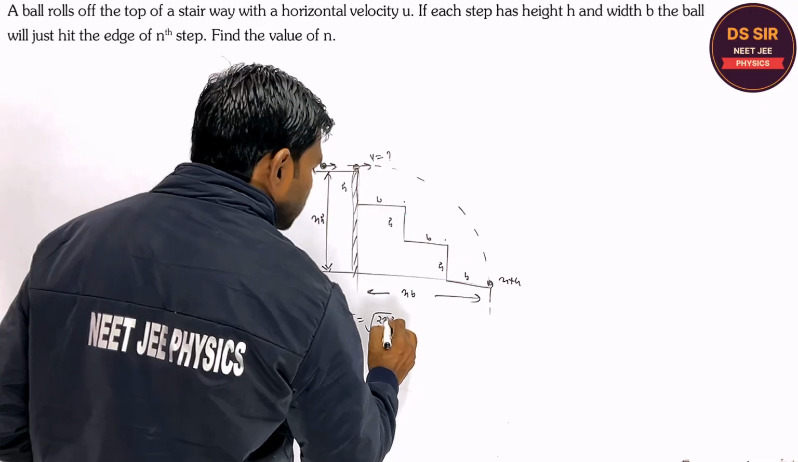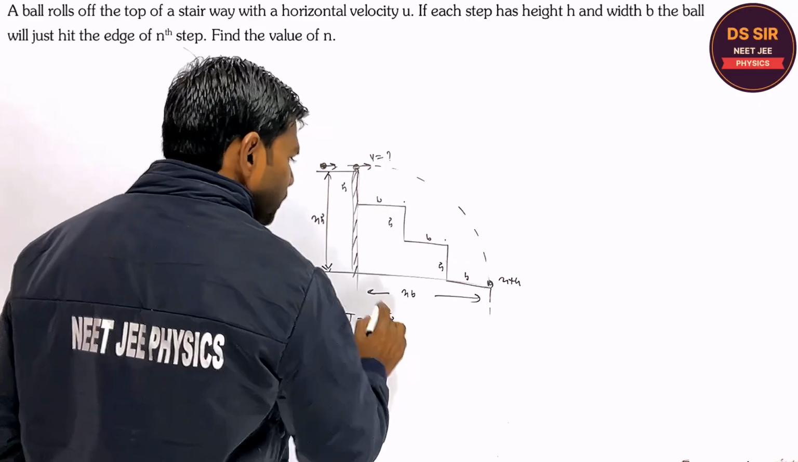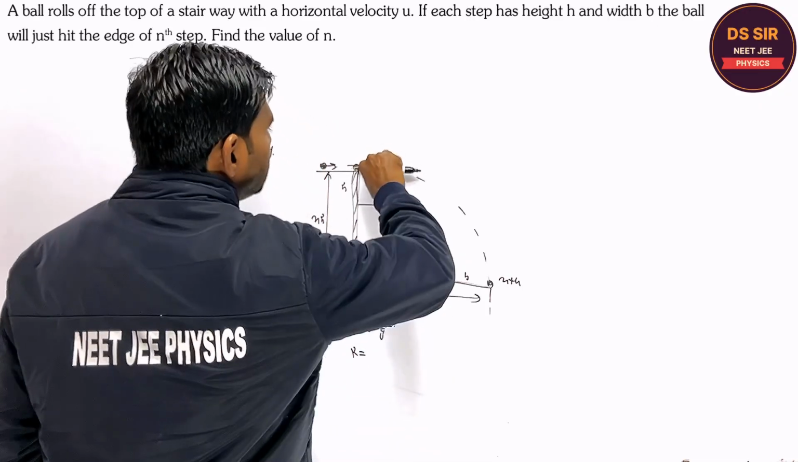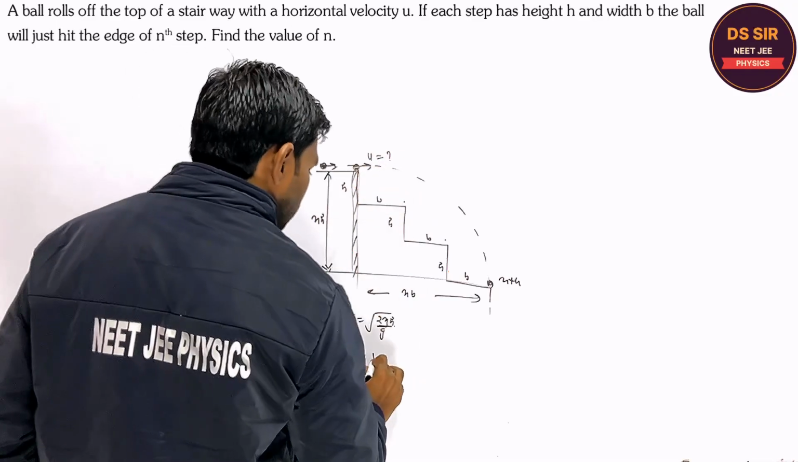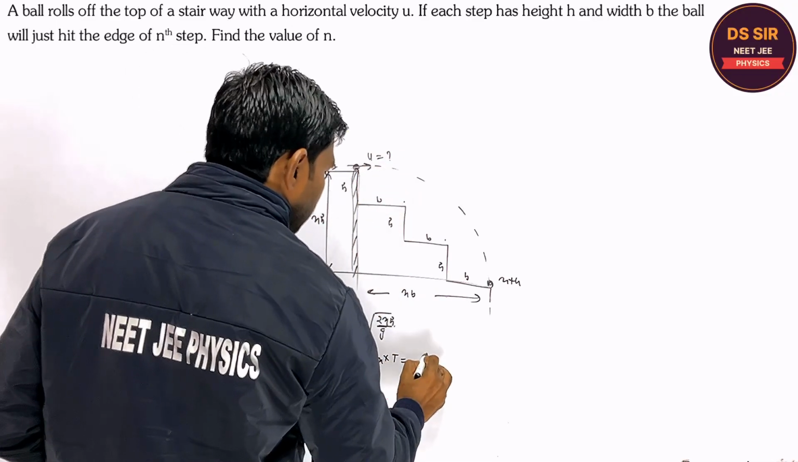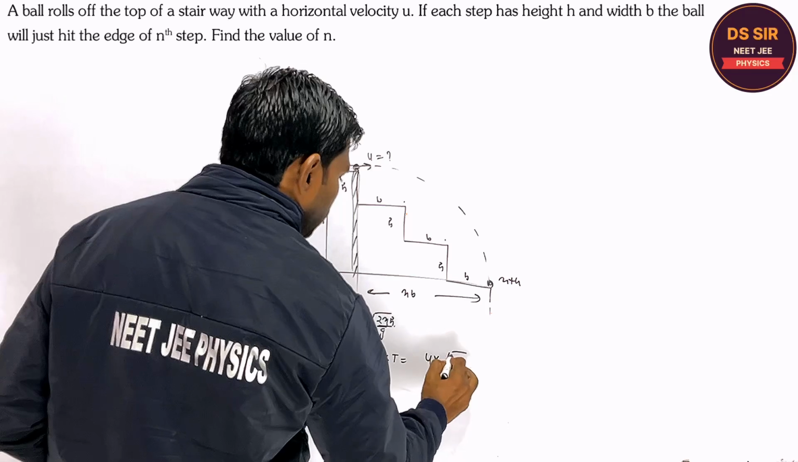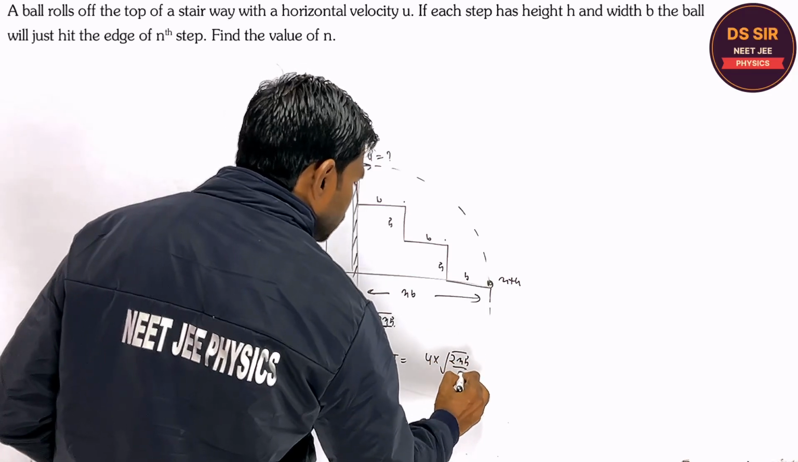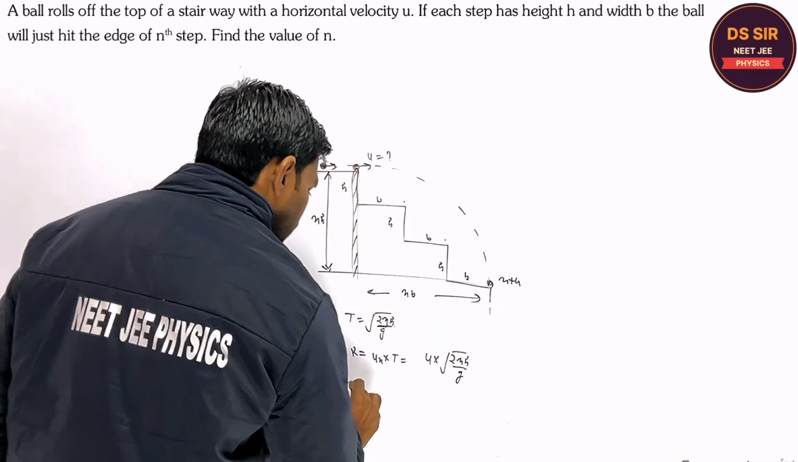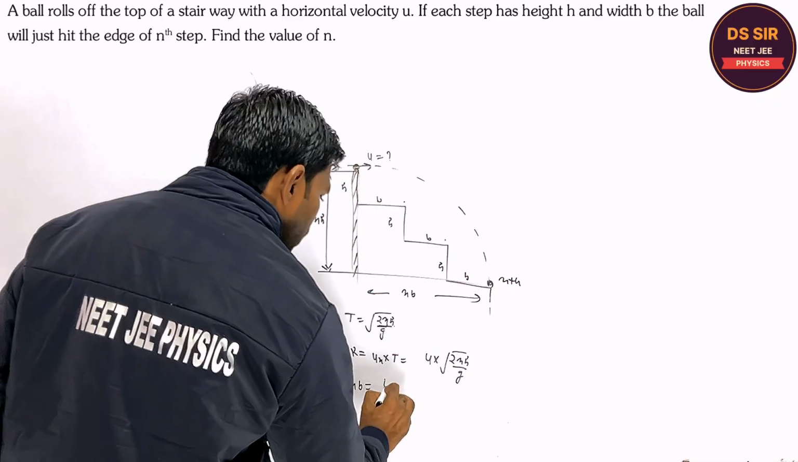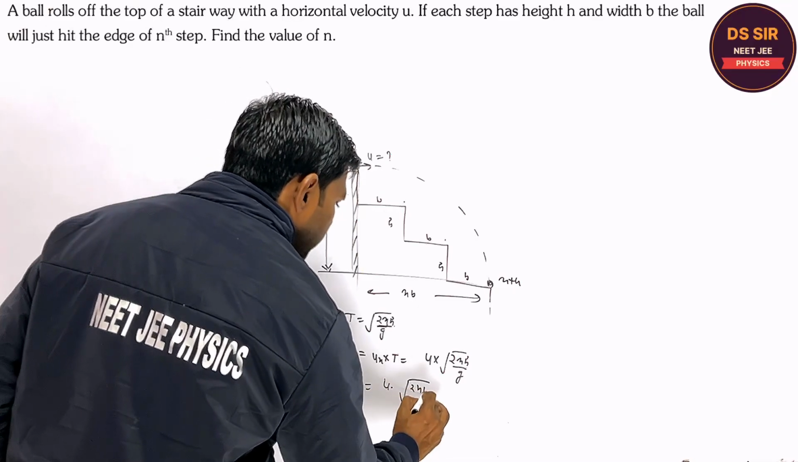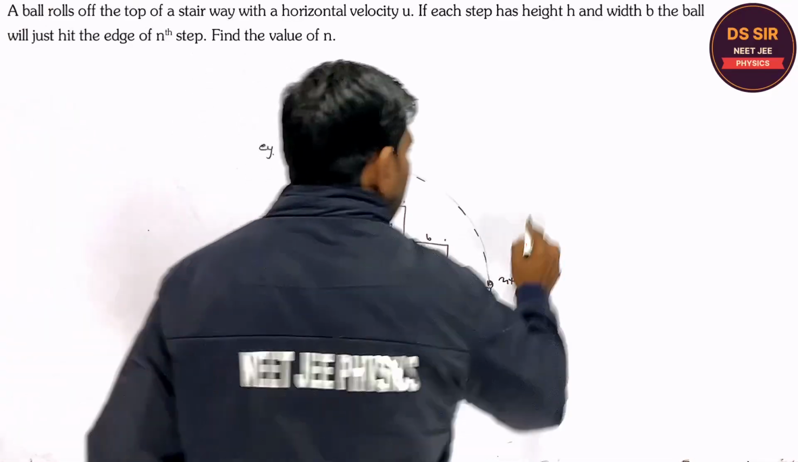So this is the total time of flight. And what is the range? Range is the horizontal velocity into total time. The horizontal velocity is u, the total time is root 2h upon g. The range, you will write, is equal to n b, u into root 2h upon g. Is it clear or not?